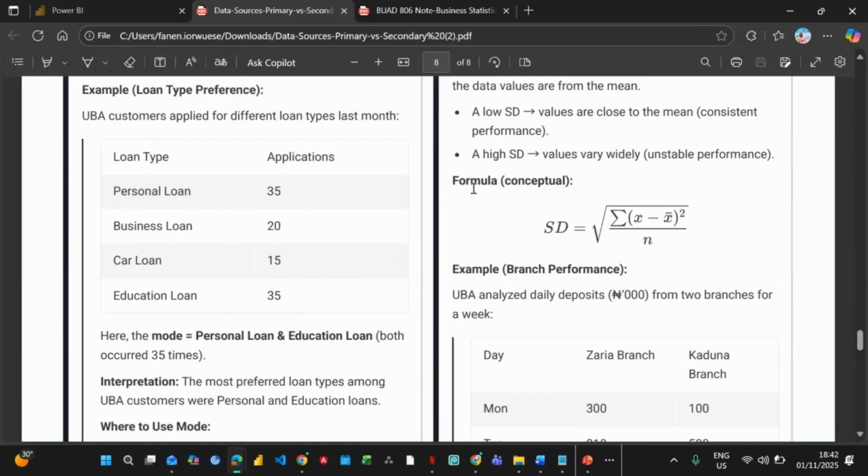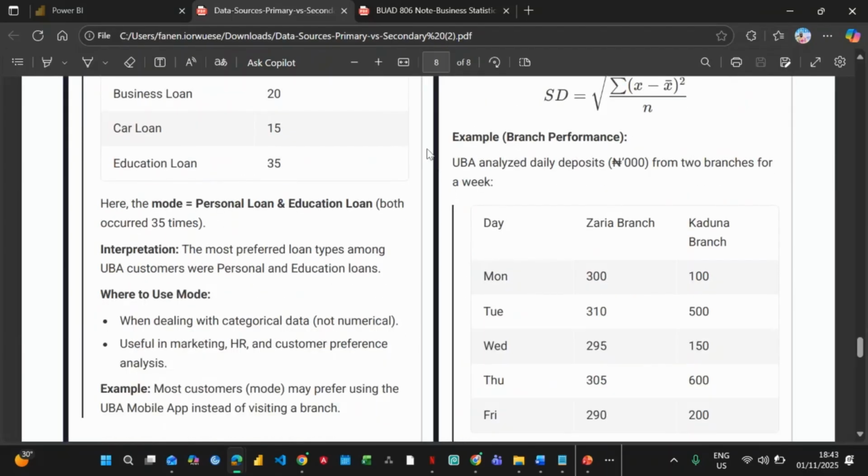So for here now we have the formula for this: the square root of the summation of x minus x bar, squared, divided by n. So this x bar now, this is the mean. This one is the mean value. So this is the mean and this is your x. The x is just the value of x.